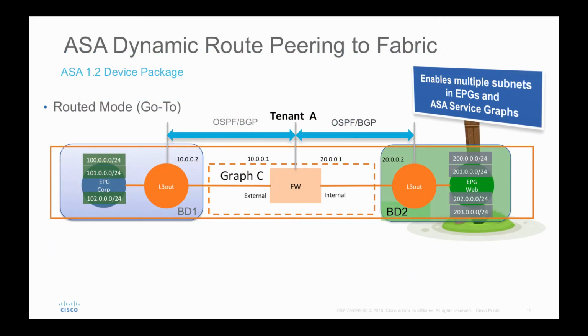So with the new device package that is available now, device package 1.2 or higher, we now have the capability of having multiple subnets within a single EPG. If you look at this diagram here, on the left hand side we have EPG Corp, and on the right hand side we have EPG Web. So if I talk about EPG Corp, presently it has three subnets. Now if I want to add another subnet, that is now possible, because the VRF of the subnet would be created on the leaf switch directly on the ACI fabric, and ASA will have a routing neighborship between the ACI fabric and the firewall. So you can now have multiple subnets within one EPG.